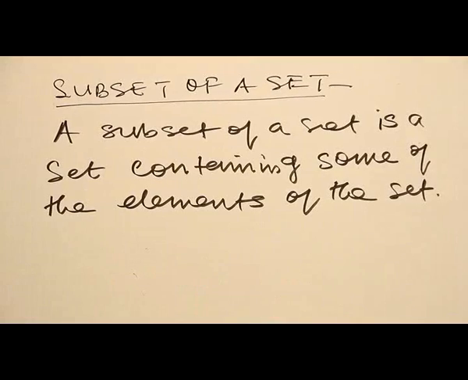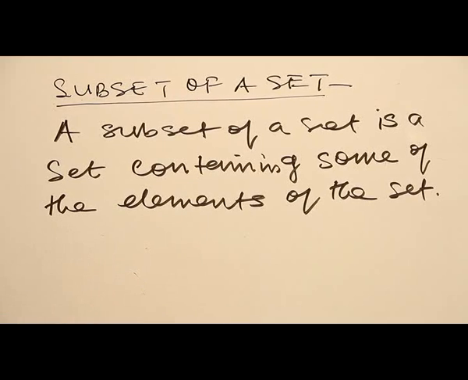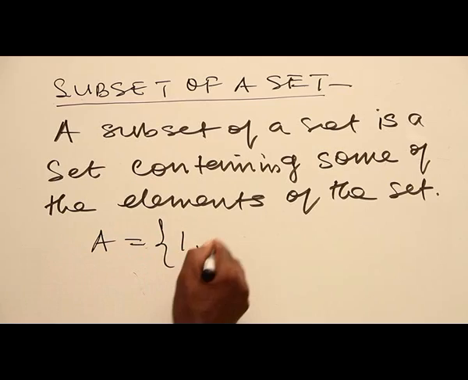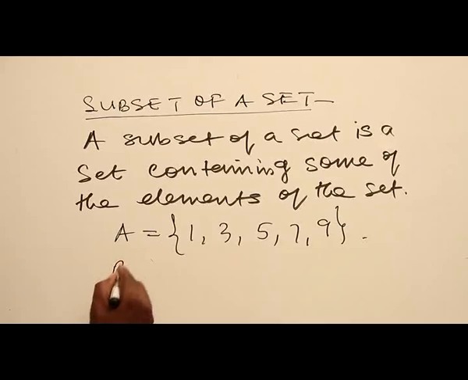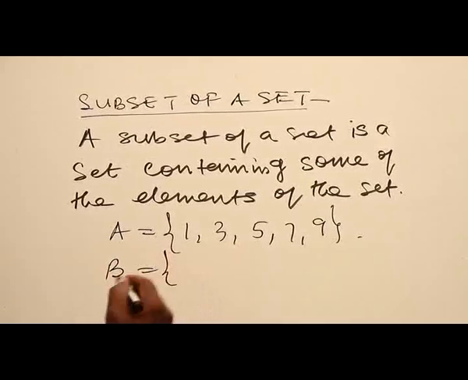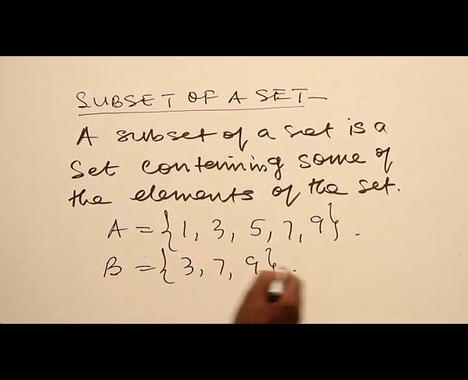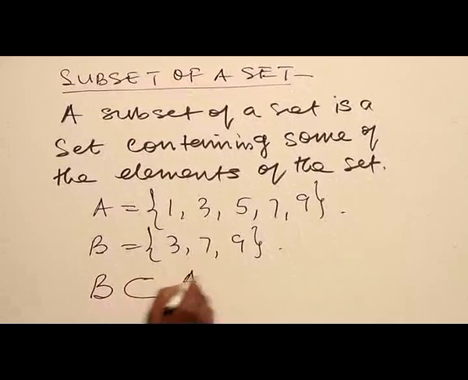Subset of a set. A subset of a set is a set containing some of the elements of the set. Now let's take for example a set A, and this is defined as {1, 3, 5, 7, 9}, and another set B, defined as {3, 7, and maybe 9}. Then we say that B is a subset of A.